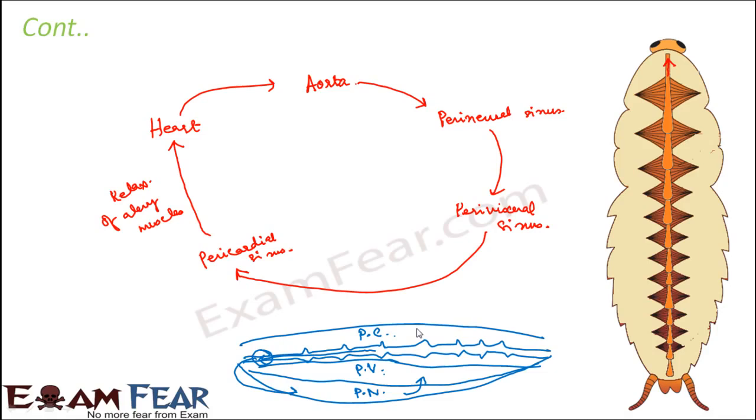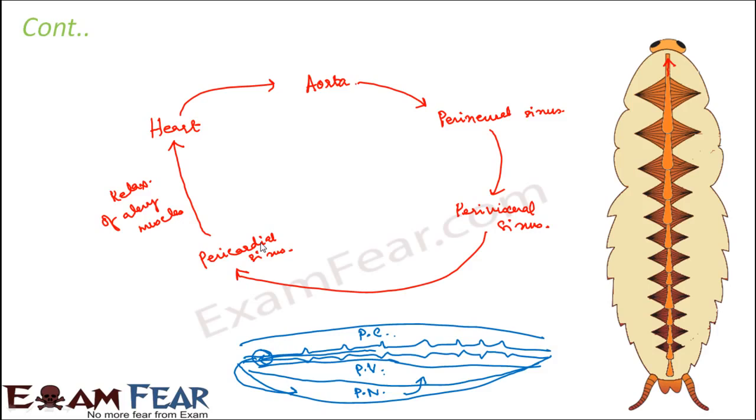Once the blood gets into the pericardial sinus, the alary muscles will start relaxing and again the blood will start coming into the heart. Now blood will enter into the heart and then it will again go to the aorta. So this process will keep on continuing. This is how blood circulation takes place in the case of a cockroach.